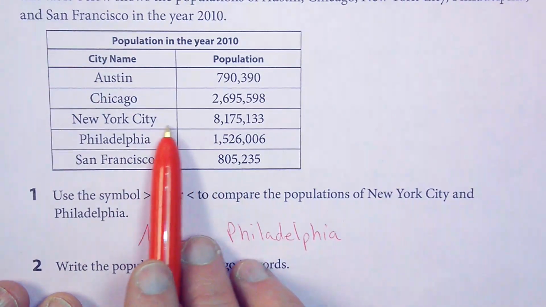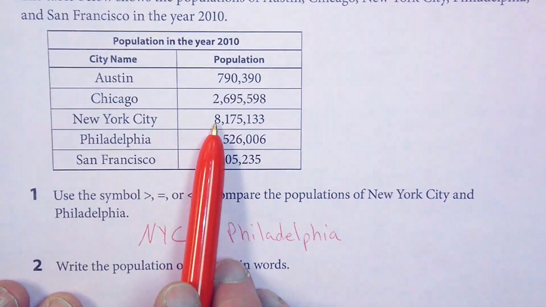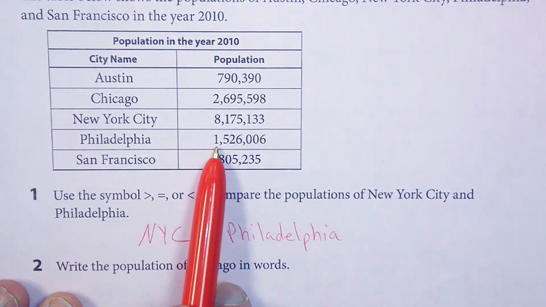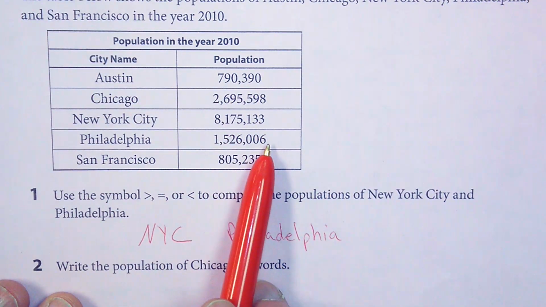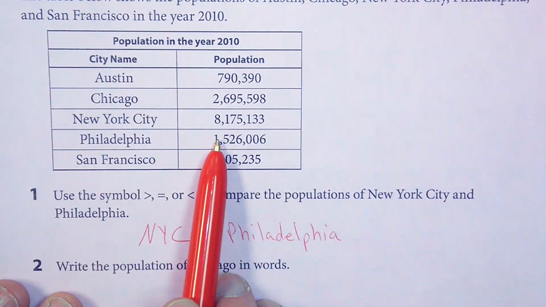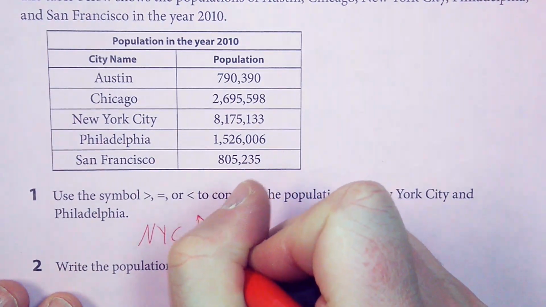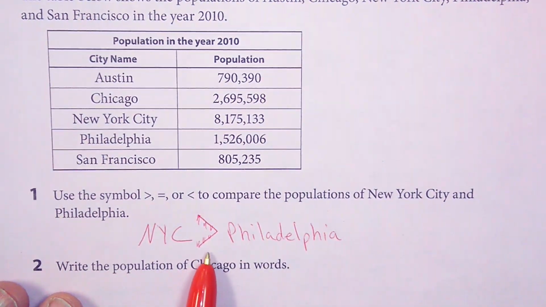So if I look at New York City, I've got 8,175,133. In Philadelphia, I have 1,526,006. Well, 8 million is more than 1 million, so the alligator is going to eat New York City. Nom, nom, nom. Teeth are optional, by the way.